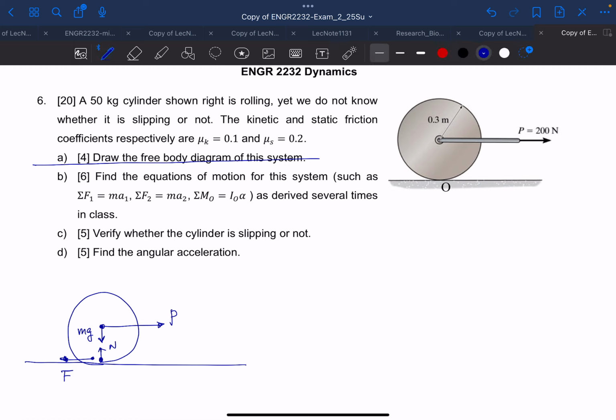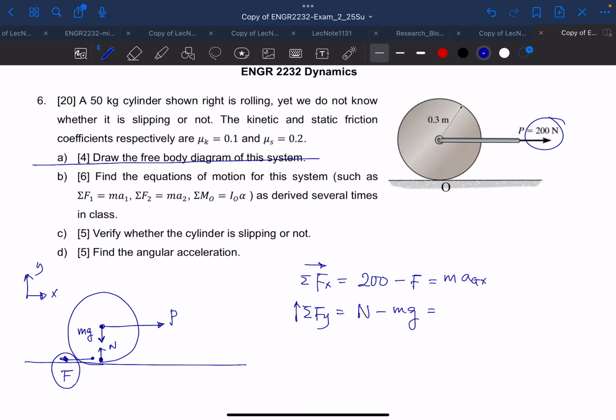So here, if we define its x and y like that, then sigma f of x, going to the right is my positive, is going to be what? We have this term and that term in the horizontal directions. So P is 200, so it's positive 200 minus F going to the left side, and that is going to be m a_G of x. Right? And sigma f of y, going up is my positive, so it'd have N minus mg, and this is going to be basically 0.